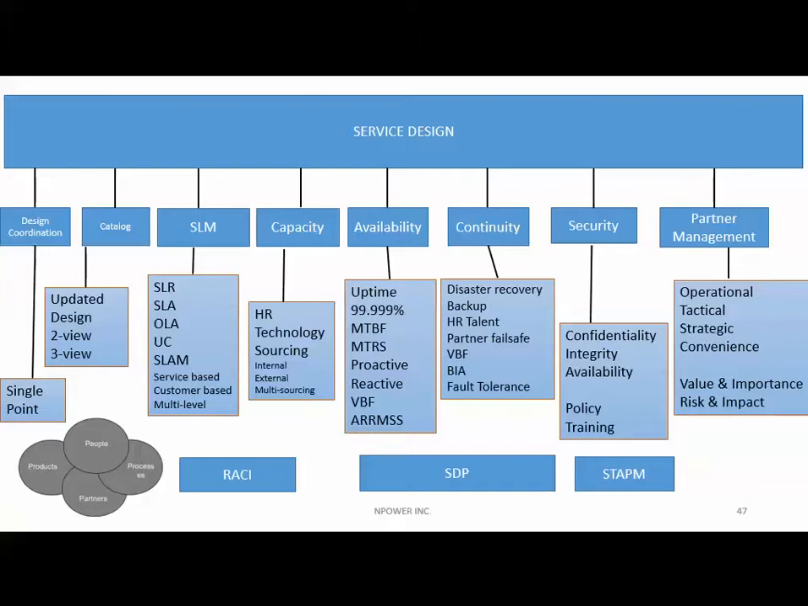We're thinking about a single point of contact, right? One person who's responsible for driving the process forward and ensuring that all the documentation and the deliverables are done in time. Catalog management. The catalog needs to be updated on a continual basis. We don't want to have items on the catalog that are not available as services any longer. It will create confusion and it will lower the customer satisfaction. And we don't want to have that.